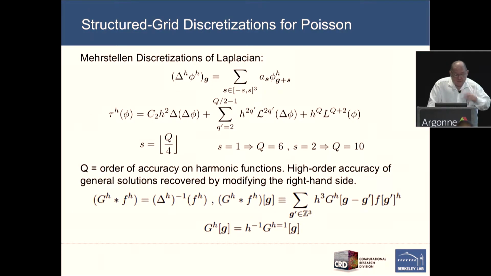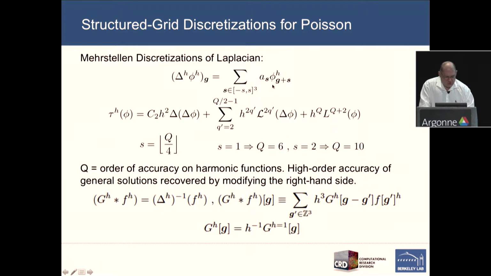So what I'm going to talk about are structured grid discretizations for Poisson. And all the ones I'm going to talk about are based on finite difference discretizations of the Laplacian, a special class of them called Mehrstellen discretizations. So here's just a standard kind of finite difference discretization.